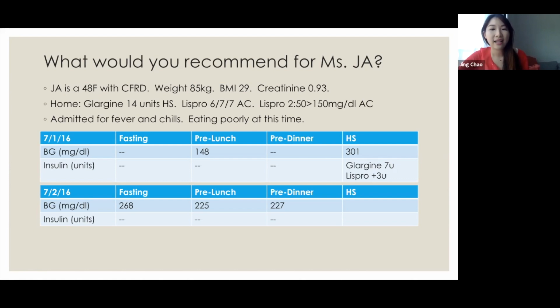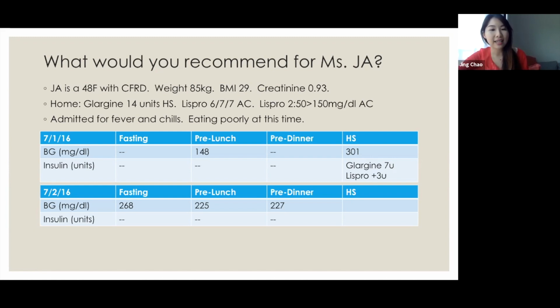Okay, and then you calculate this patient's total daily dose. Home regimen is 14 units plus 6 plus 7 plus 7, so the total dose is 34 units. She falls in the low dose correction category, but she's kind of on the cusp. Maybe she can be considered for medium correction. Given that she's not eating, maybe we'll start with low dose.